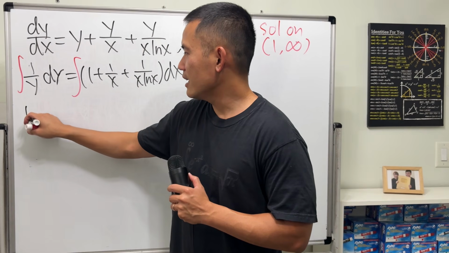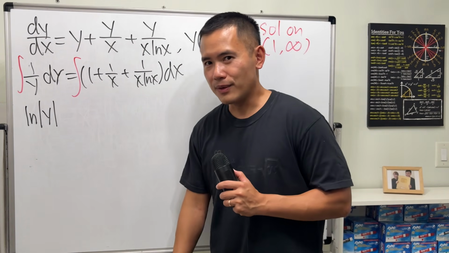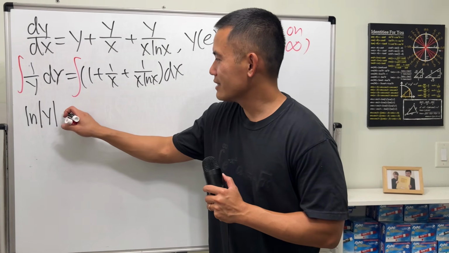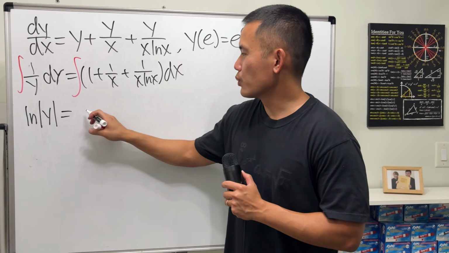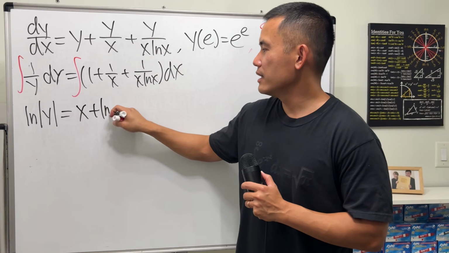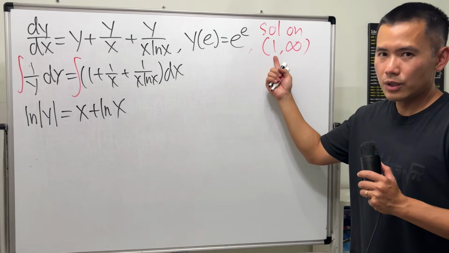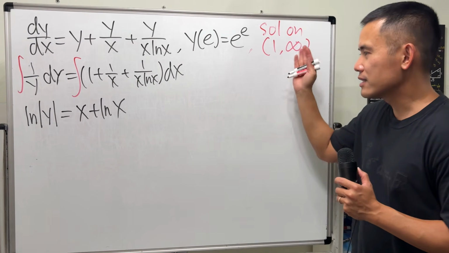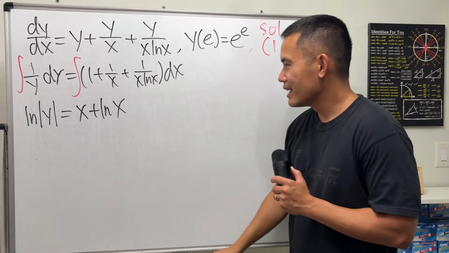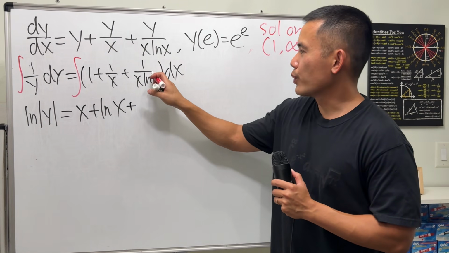On the left hand side, we have ln absolute value of y. We do need the absolute value right here. But on the right hand side, integrating 1 in the x world is x. Integrating 1 over x, we get ln x. We don't need the absolute value because we know x is greater than 1, sorry. And then continue. Plus, for this integral, we'll do a quick u sub.